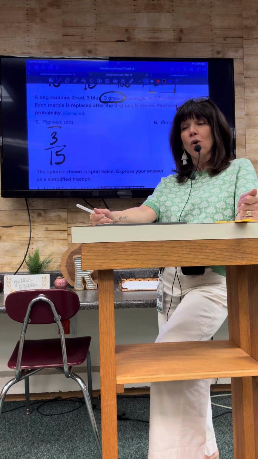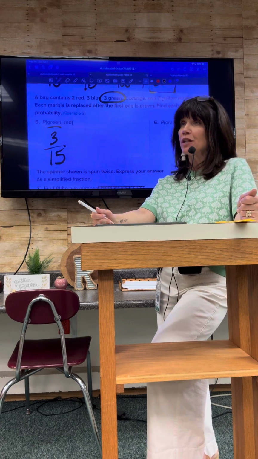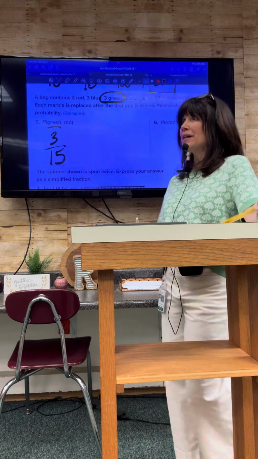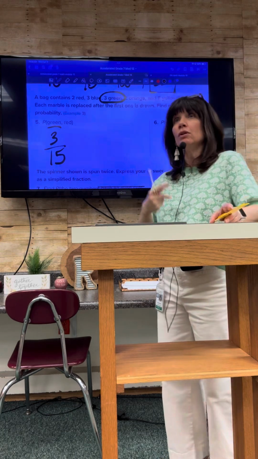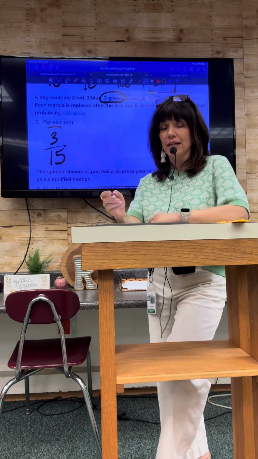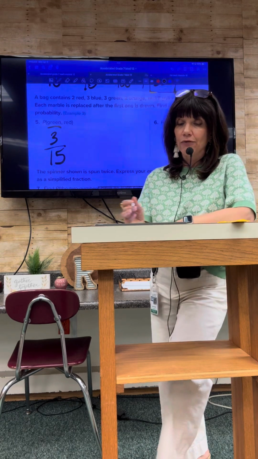Do you understand why your first ratio is 3 out of 15? Because 3 marbles are green out of 15 marbles in all. Do we always need to be sure we add the 3 of the green in with the total? Yes, don't ever leave that out. That's a common mistake. All right, and then what is the second color we're looking for?